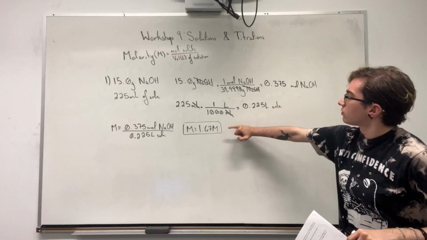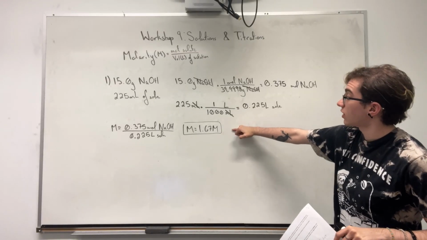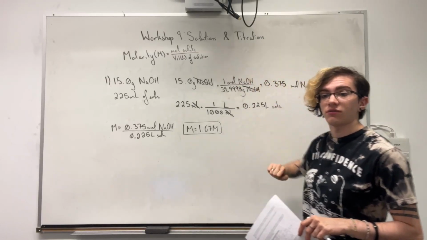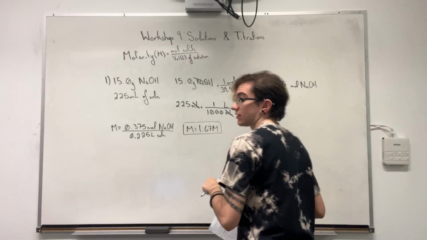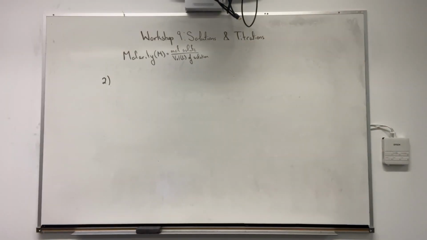We know now how many moles of sodium hydroxide we have per every liter of solution. Now let's look at example 2. Moving on to example 2.